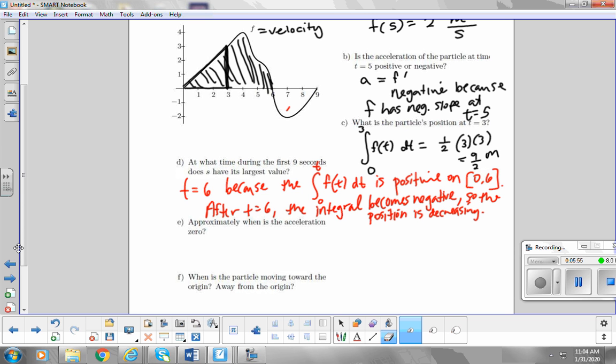Could you just say that the integral from 0 to 6 is positive and the integral from 6 on is negative? Wait, for the next one, would it just be when the slope's 0? Approximately, when is the acceleration 0? So when is the slope 0? 4 and 7? Okay, yeah.